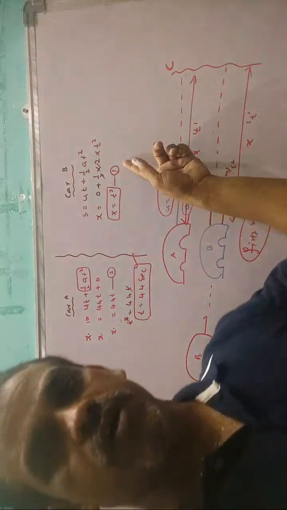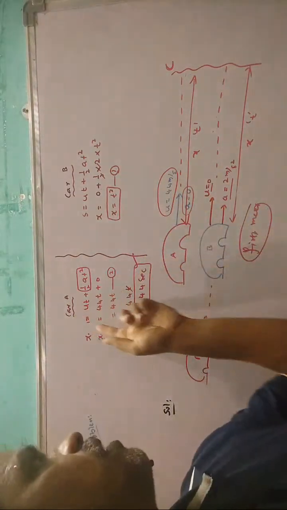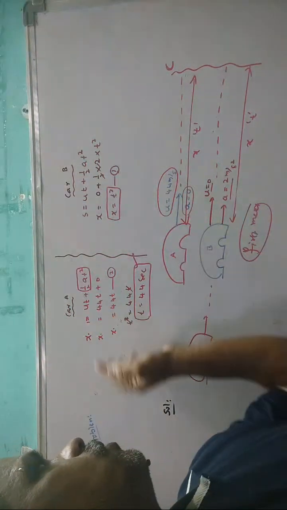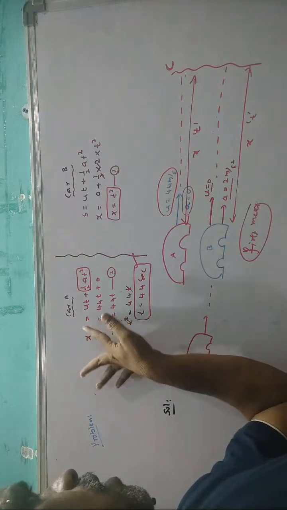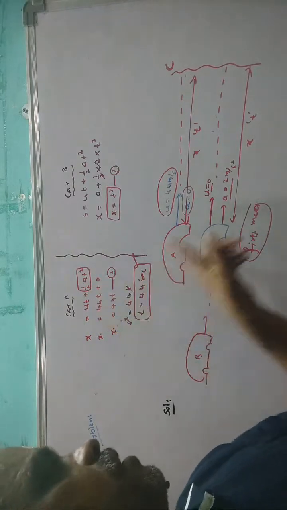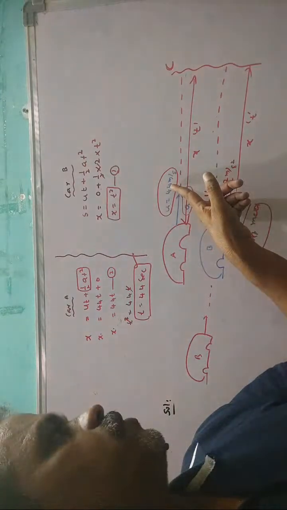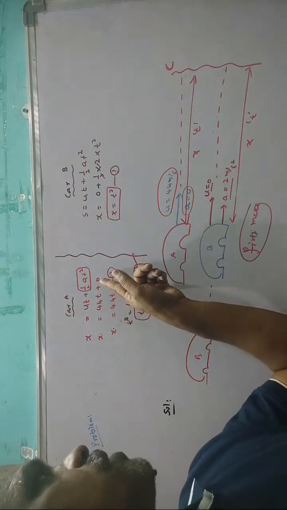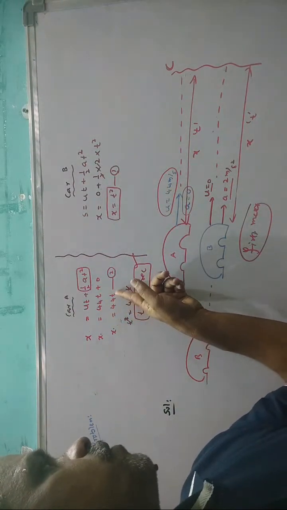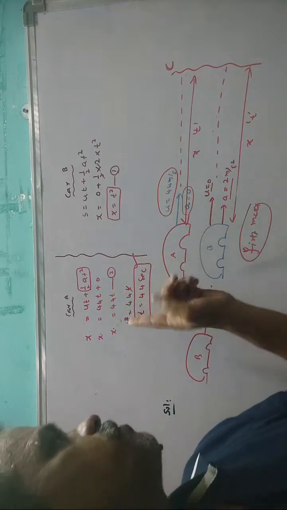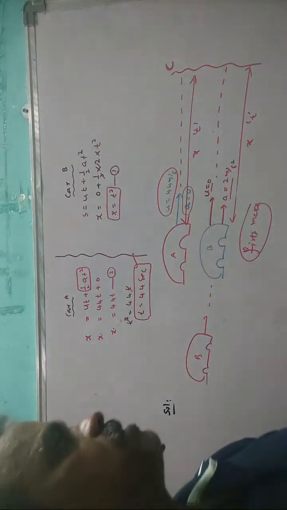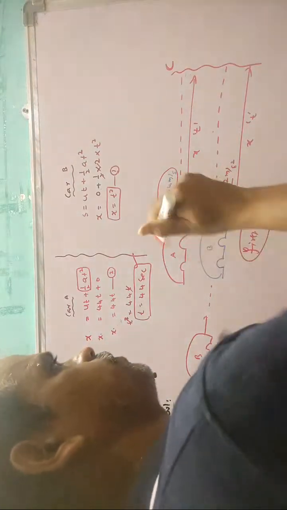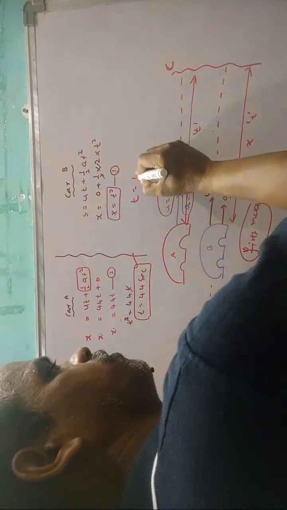This is equation 1. So for car A, x equal to ut plus half at square. Here it is moving with constant uniform velocity, that is 44 into t plus 0, x equal to 44 into t. From these two equations we got t equal to 44 seconds.